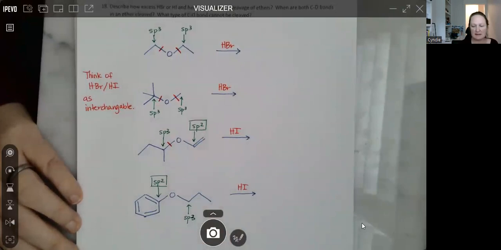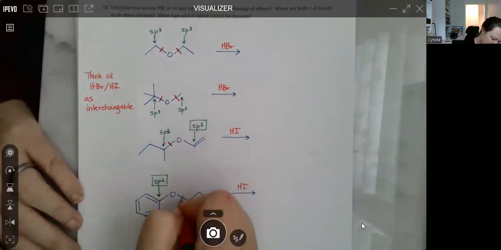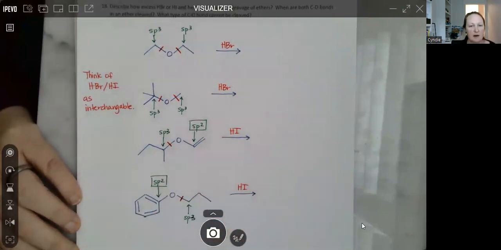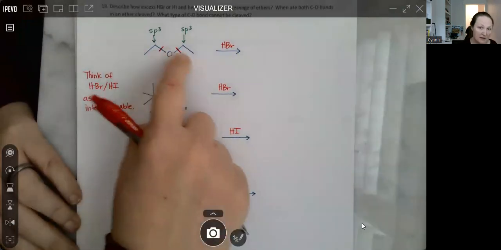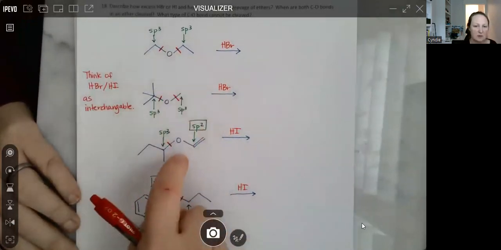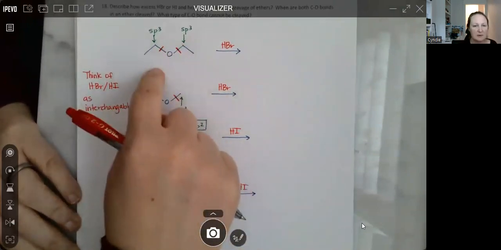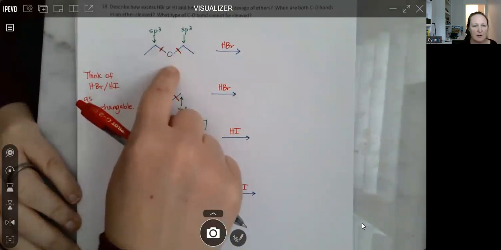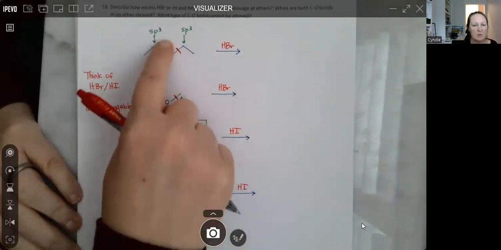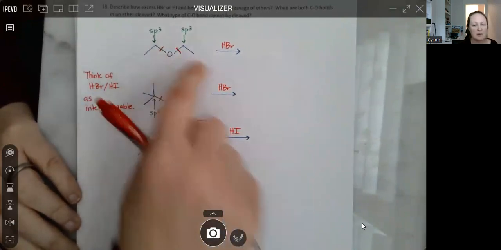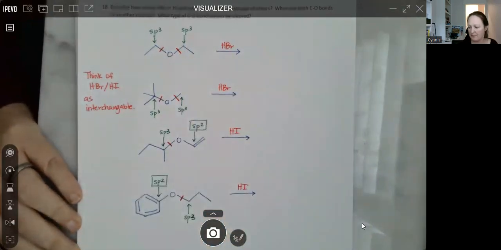Okay, so that one, sorry, is sp3. So we can go ahead and draw the red line for the carbon-oxygen cleavage there. Whether we draw two cleavages or only one tells us how many alkyl halides will form and if we're going to get a water molecule. We're only going to get a water molecule if both carbon-oxygen bonds are cleaved, right?